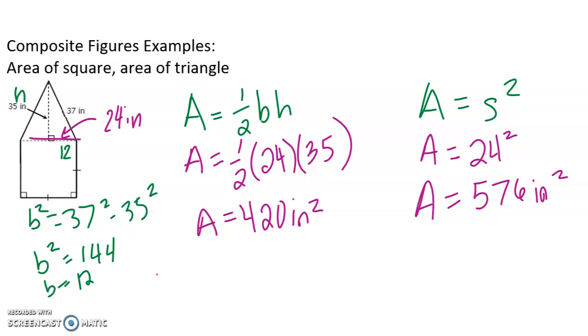I do, at the end, have to put those values together. Just finding the individual portions is not enough to tell the area of the whole shape. So I'm going to add them up, and if I add them up, I get that the area is 996 square inches.